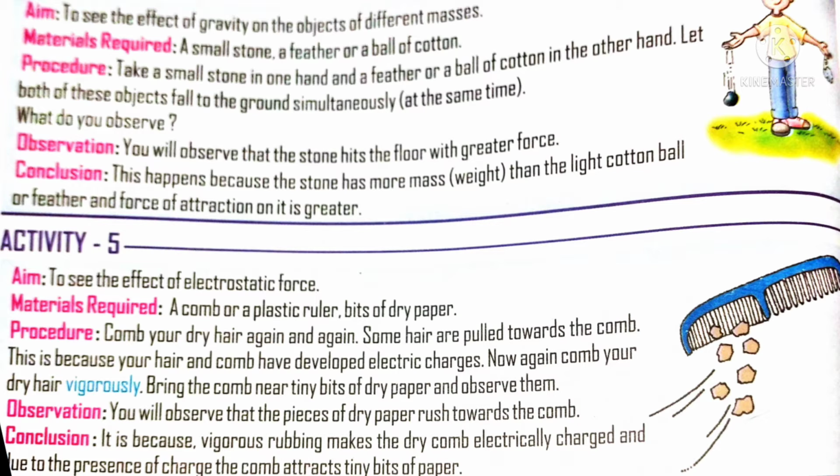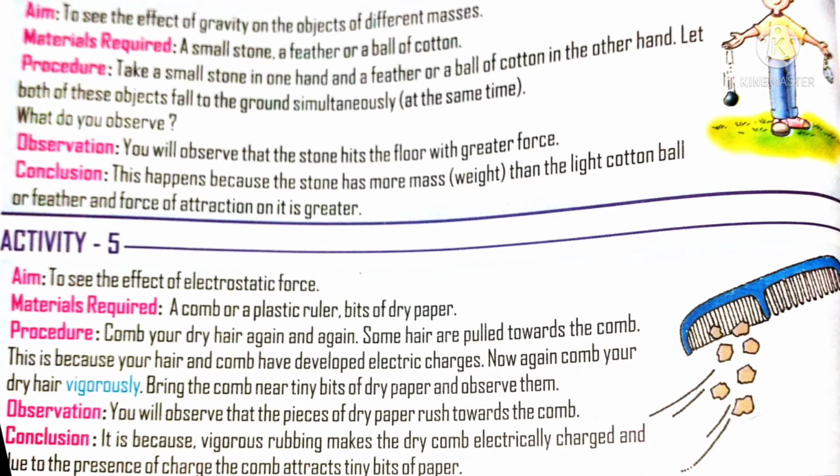It is definitely the stone, because the earth's gravity pulls both objects towards its center. But I told you the gravitational force depends upon the mass. Whose mass is more? Stone's mass is more. So that is weight. Whose weight is more? Stone's weight is more. So the stone falls first, and secondly the feather falls.